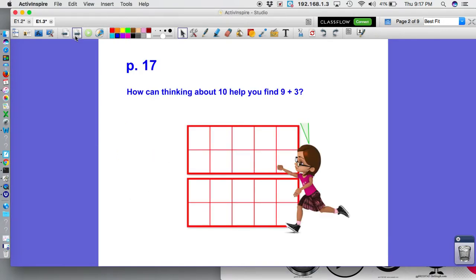How can thinking about 10 help you find 9 plus 3? So what are we asked to find out? We're asked to find out how two 10 frames can be used to show 9 plus 3. What tools do we have to help us solve the problem? Today you can use counters, cubes, pennies, even just draw the counters onto your 10 frames.